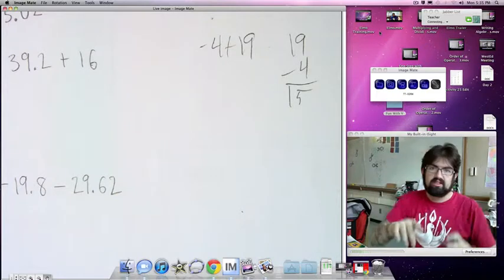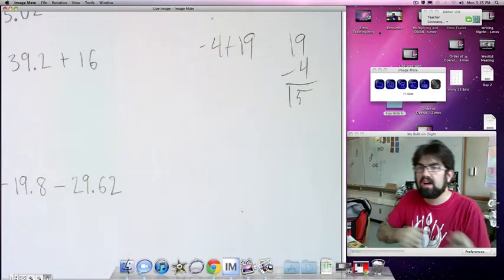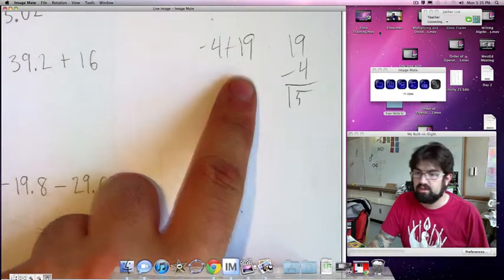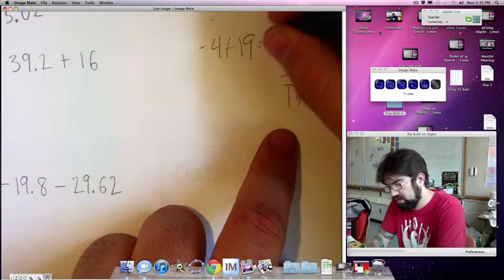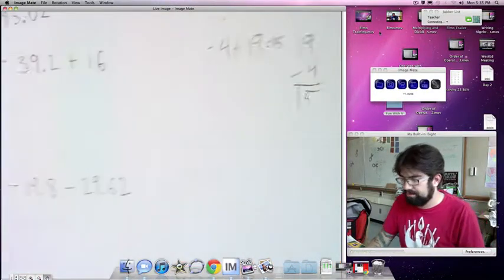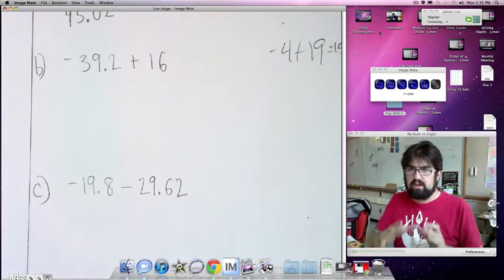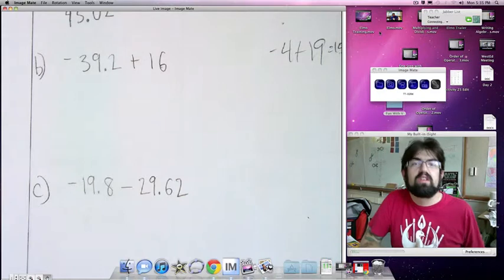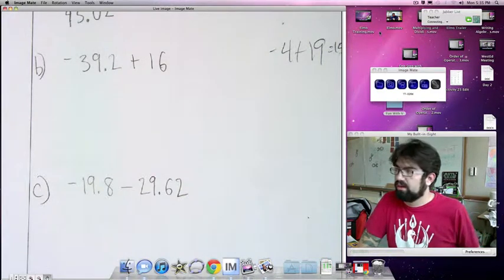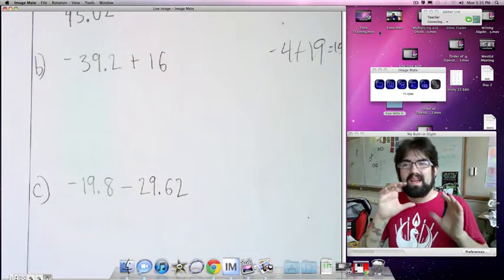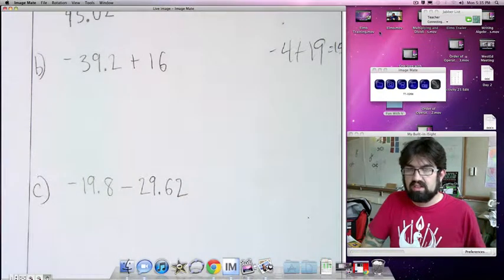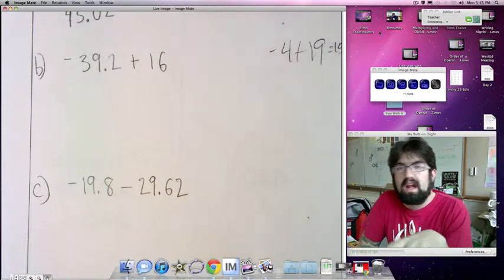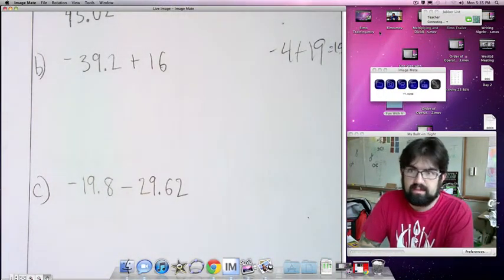Always take the big number minus the little number, and the one that wins the tug of war is the one with more power. Are there more negatives or more positives? More positives, so this would be positive 15. So going with that idea, I owe someone $39.20. If I'm giving them $16, my amount of debt is decreasing by 16. So I'm still going to owe them money, but I owe them less money now because I made a payment.